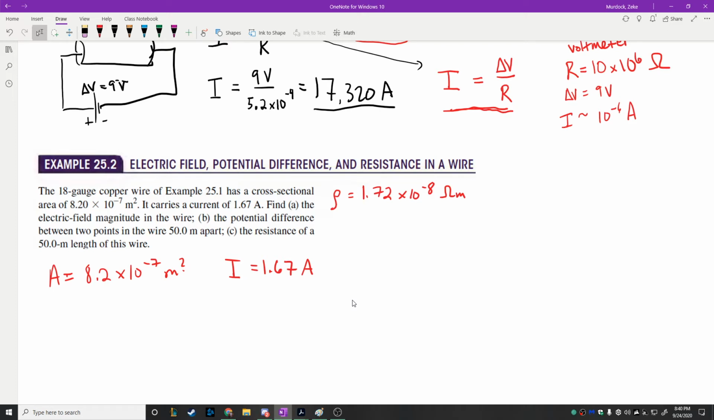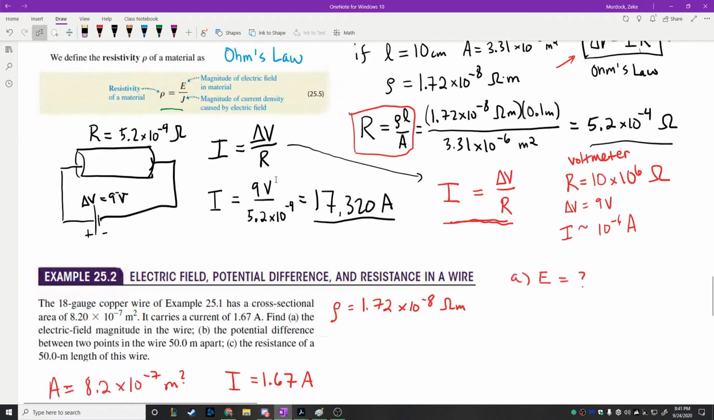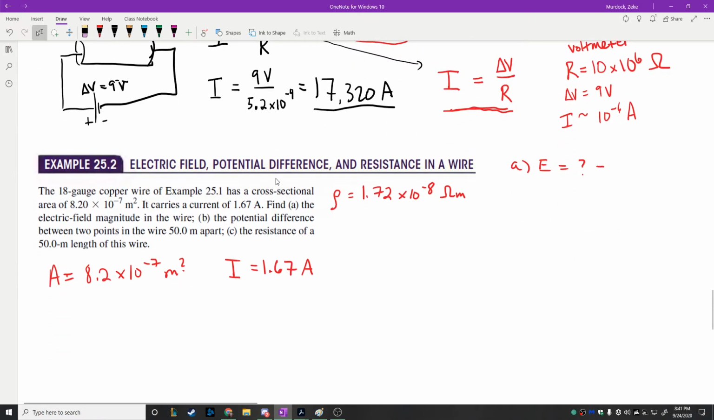The first question is to find the electric field in the wire. I believe for this, we're just going to use this relationship that says the electric field is equal to J times rho. So this is going to be the current density multiplied by the resistivity. The current density is J, which is just I over A. So this is going to be I divided by the area of the wire, multiplied by the resistivity rho.